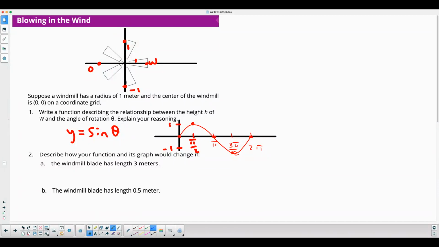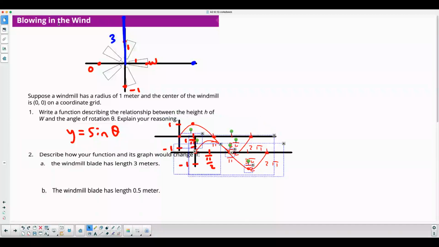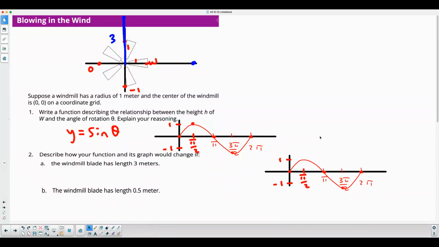All right. So number 2, describe how your function in this graph would change if the windmill blade has a length of 3 meters. So it would kind of be like I still have the same angle, except now my height is still 0, but when I get up to the top up here, this height is going to be 3 meters above. So basically it's going to be the same exact graph, but I'll copy this. Come down here. It's going to be the same graph. The only difference is it's going to go up to 3 and down to -3.